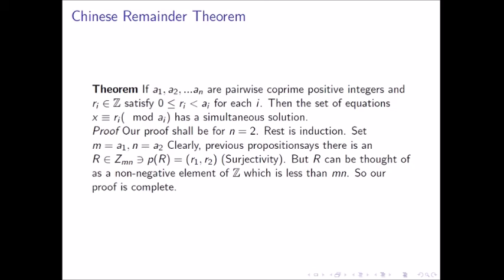So this gives us an element R inside the integers such that this property holds, that its remainder with respect to a1 is r1 and its remainder with respect to a2 is r2. Hence our proof is complete. This is indeed a very beautiful result and a very strong result.